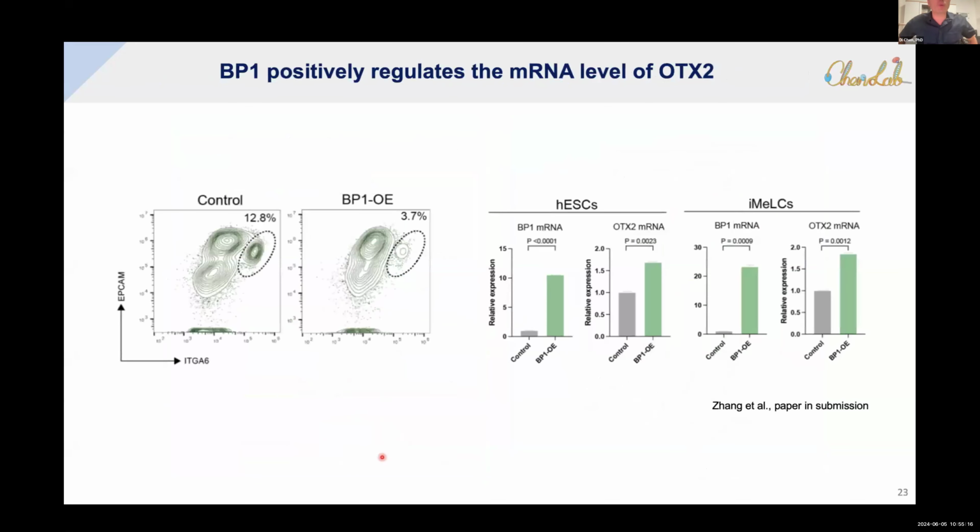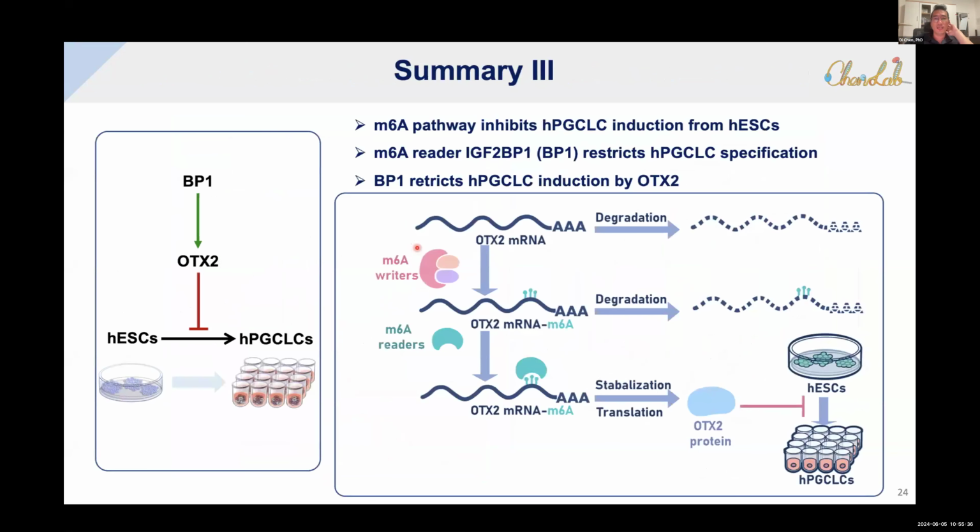And also when we overexpress BP1, we found that it leads to the increase of the OTS2 mRNA and the decrease of the percentage of the germ cells. So, which means that BP1 is critical for regulating the mRNA level of the OTS2, and the OTS2 level is critical for the germ cell development.